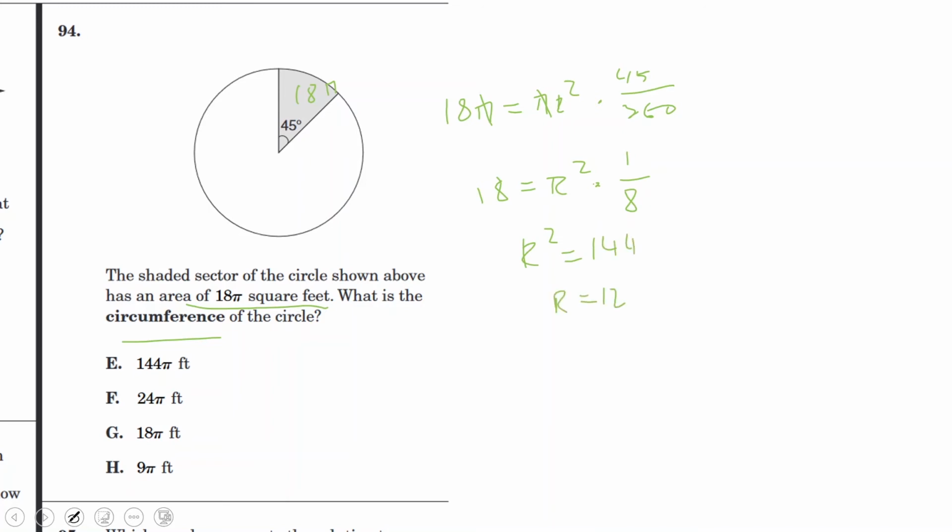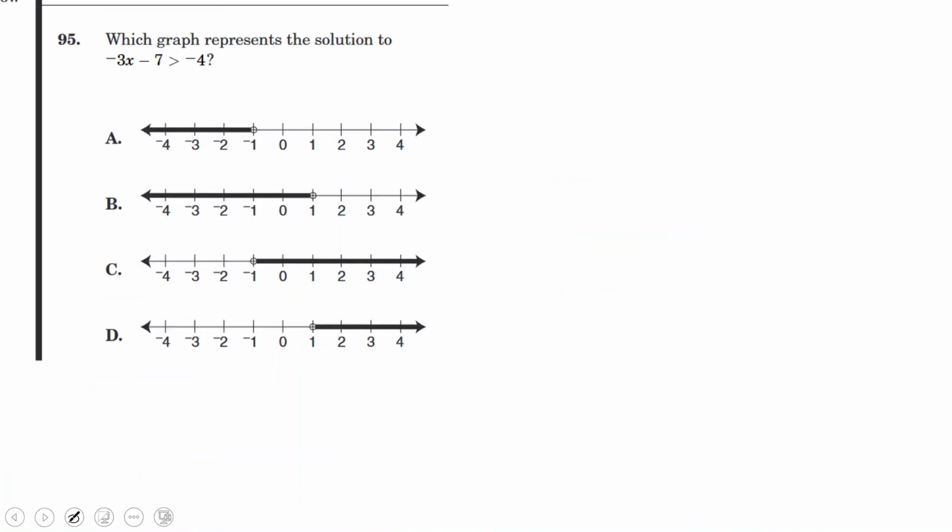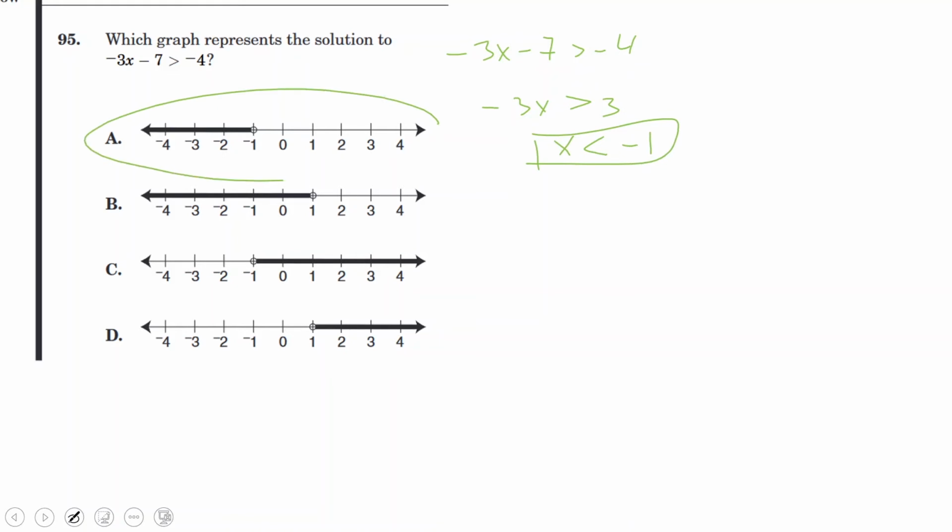We need to find the circumference of the circle. That's 2 pi r, which is 2 pi multiplied by 12, which is 24 pi, which is F. Next, which graph represents the solution? Inequalities sound difficult until they are solved. -3x greater than 3, so x is less than -1. Do not forget to switch the sign, so that's A.